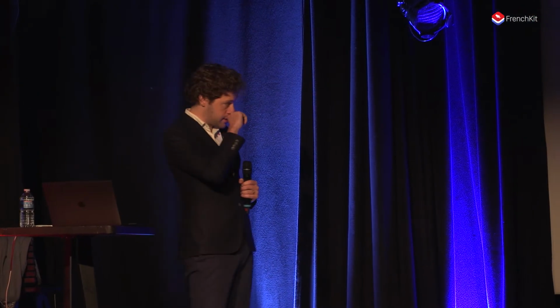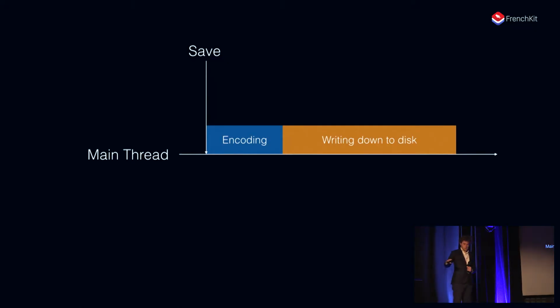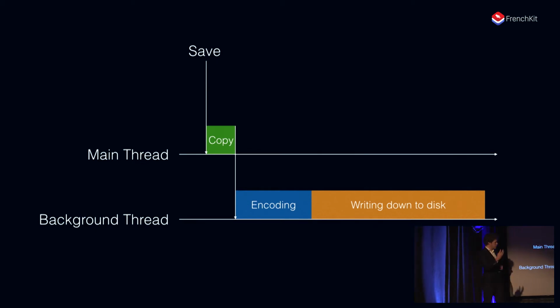So what's the solution to this? Well, Apple's advice was to first make a copy of your data, and then serialize and write it down on a background thread. So instead of doing this, where you're just on your main thread, user presses save, you start encoding, you write it down to disk, you're supposed to do something like this. First make a copy of your model, which is hopefully quick. Hand it off to a background thread, and while your main thread continues to receive user input, you encode and write down to disk.